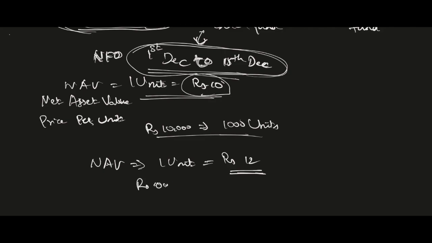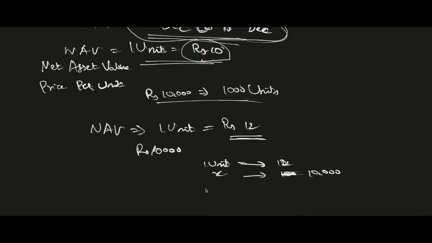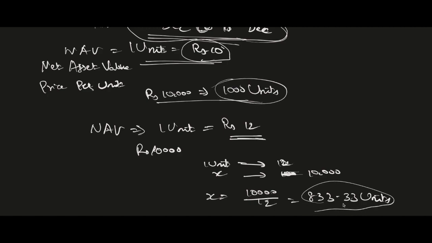So if he is investing 10,000 rupees, and the price of one unit is 12, for 10,000 how many units will he get? He will get 10,000 divided by 12, which comes to 833.33 units. So Mr. Y will get this many units at that time, not the 1,000 units which Mr. X got. Mr. Y will be getting 833 units.